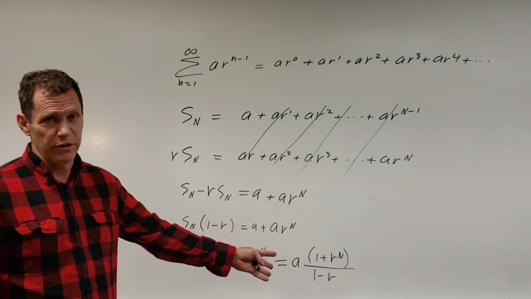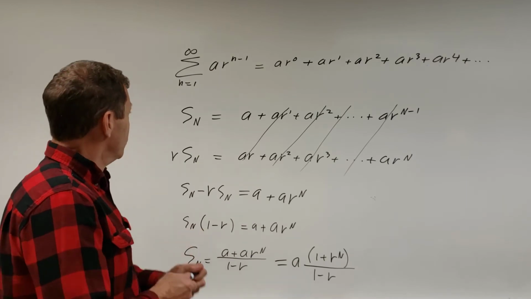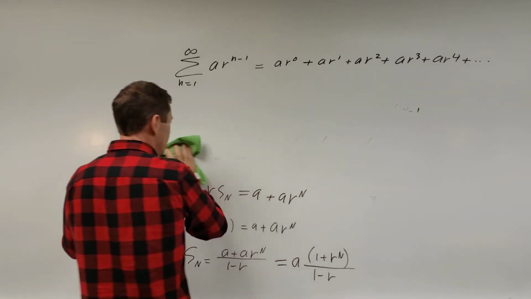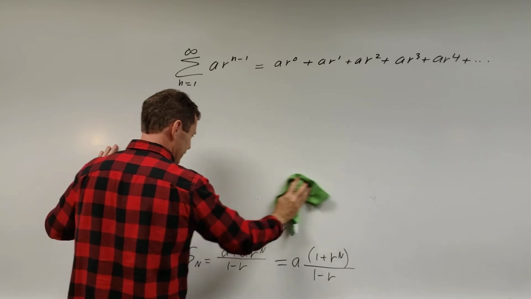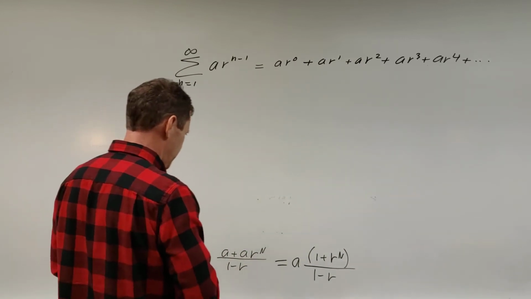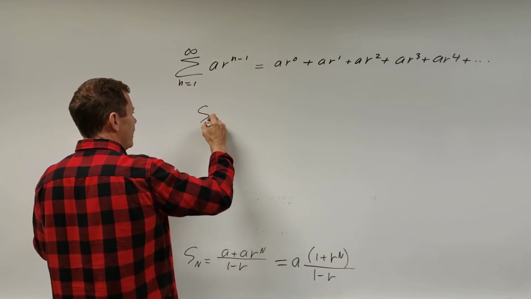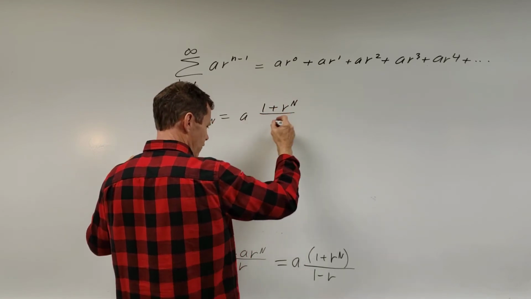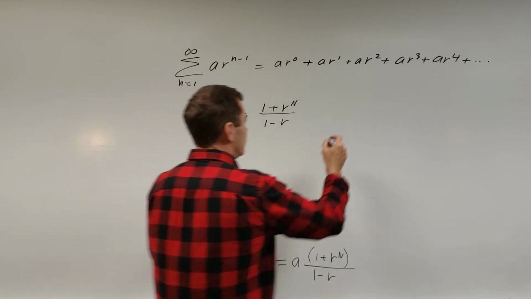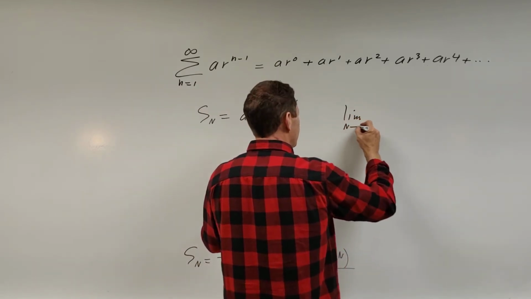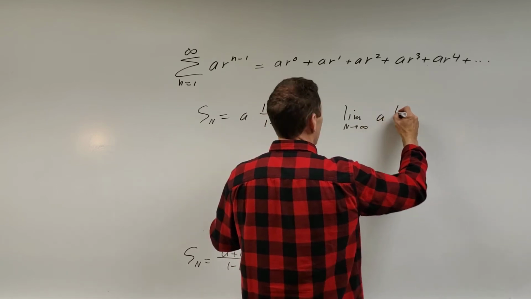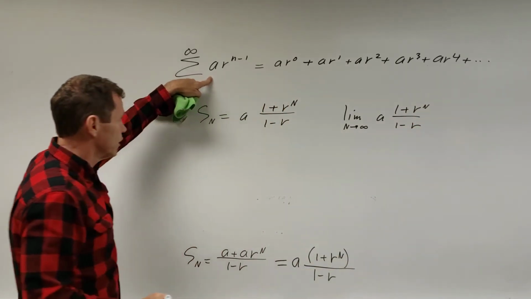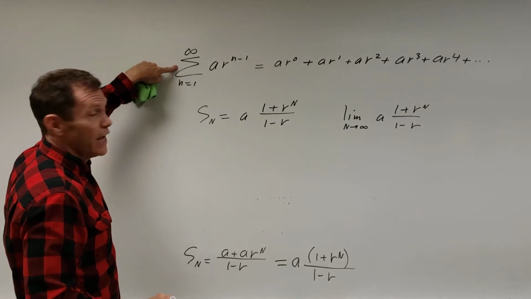Now, does this converge or not converge? That's what you've got to ask yourself. So I'm going to erase this. I'll leave this part down here. A little harder working on one board, but I guess we'll manage. Okay, so we know that S n is equal to a times 1 plus r to the n over 1 minus r. Now what's the limit as n goes to infinity of a times 1 plus r to the n over 1 minus r? If we can figure that out, that'll be where this goes, because as n goes to infinity, that's this guy going to infinity.